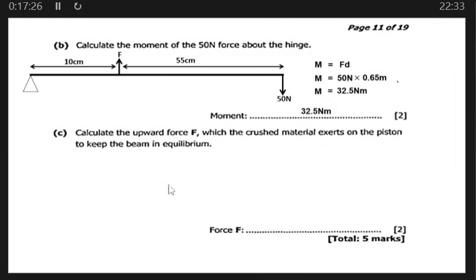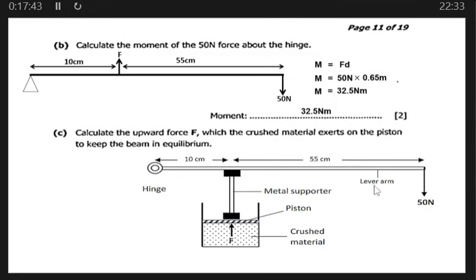So let's move to question number C. Question number C says, calculate the upward force F which the crushed material exerts on the piston to keep the beam in equilibrium. All right, so we'll go back to our figure here. This is actually the same beam on the lever arm. They kept on changing the language. So this is the beam on the lever arm.